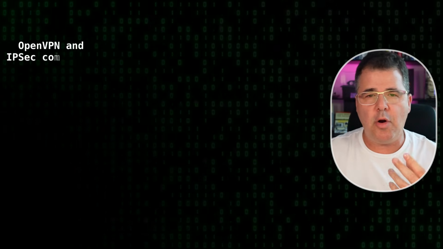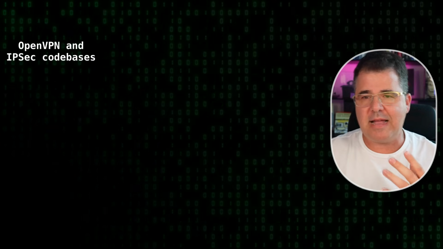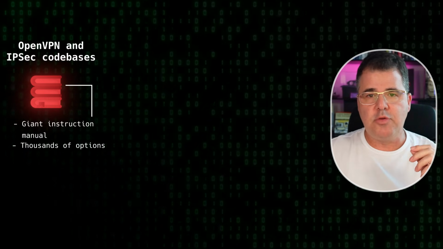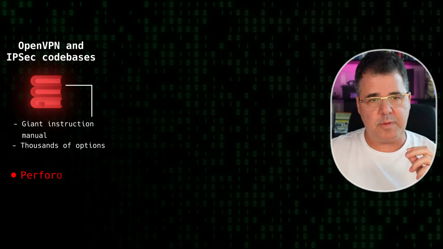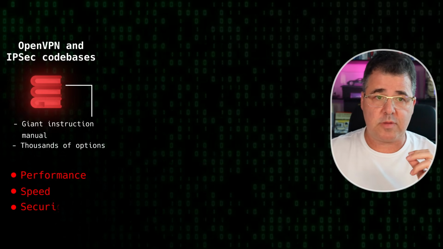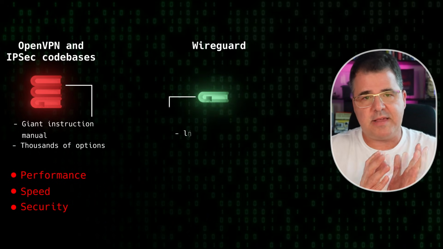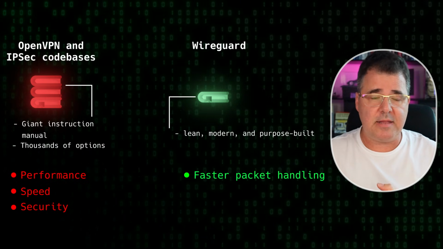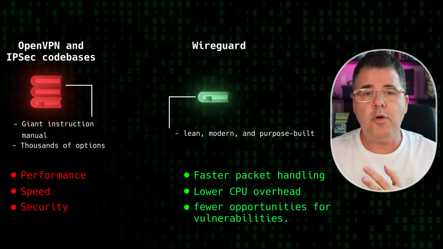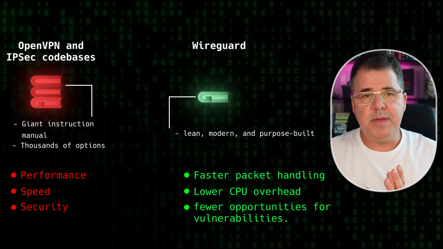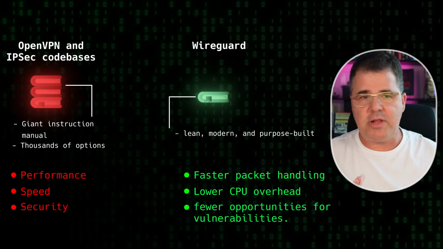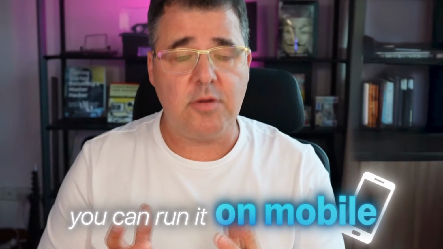So why is WireGuard so good? You can think of the big, heavy OpenVPN and IPsec code bases like a giant instruction manual for a machine with thousands of options. It can do a lot, but all that complexity costs performance, speed, and sometimes also security. WireGuard flips that on its head. It's lean, it's modern, and purpose-built. Less code means faster packet handling, lower CPU overhead, and fewer opportunities for vulnerabilities. And because it's integrated directly into the Linux kernel, it runs extremely efficiently on servers and devices. Yes, you can run it also on mobile.